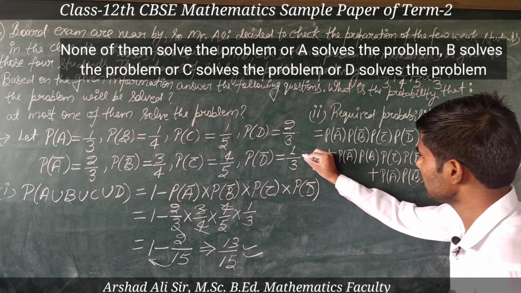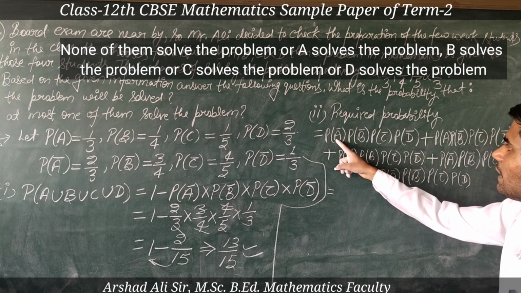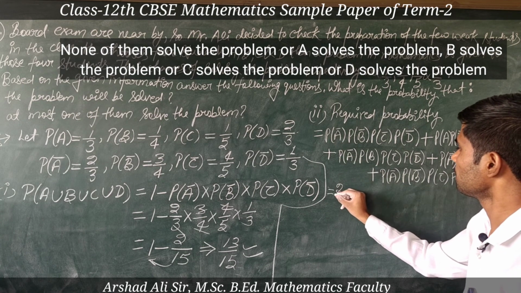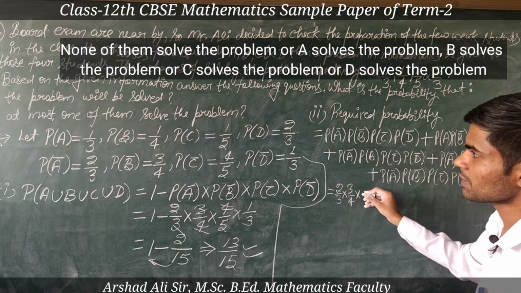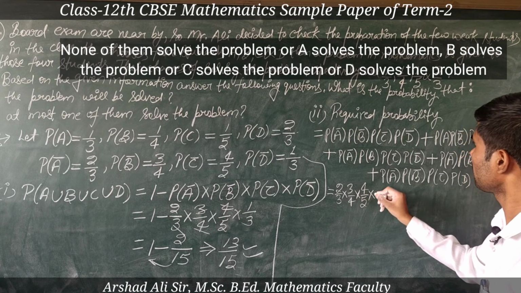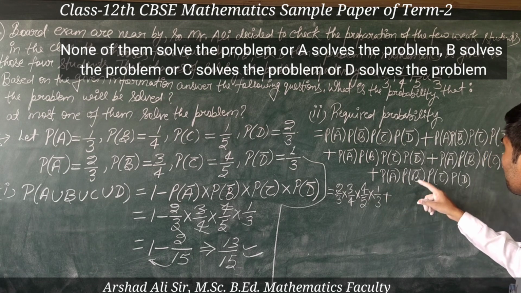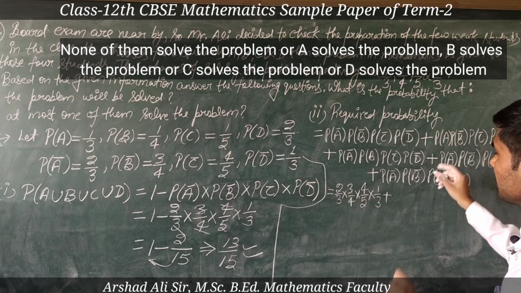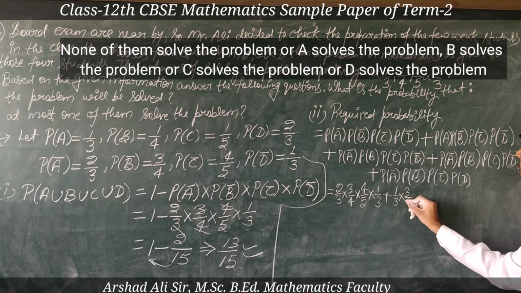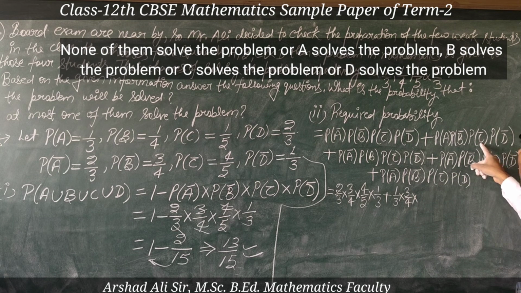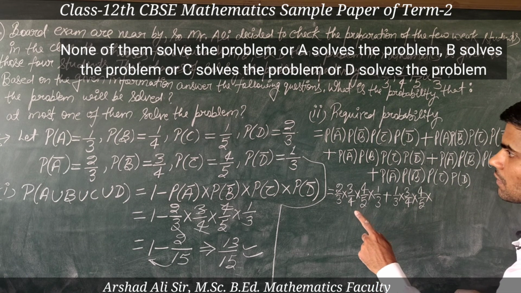Okay, it will be a little bit lengthy. Now we can find, so P(A bar) 2 upon 3 multiply, now P(B bar) 3 upon 4, P(C bar) 4 upon 5, P(D bar) 1 upon 3, plus P(A) 1 upon 3, P(B bar) 3 upon 4, P(C bar) 4 upon 5, P(D bar) 1 upon 3.